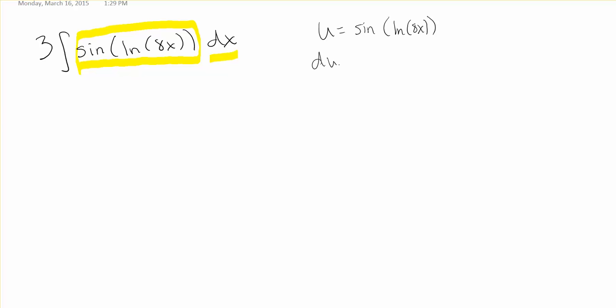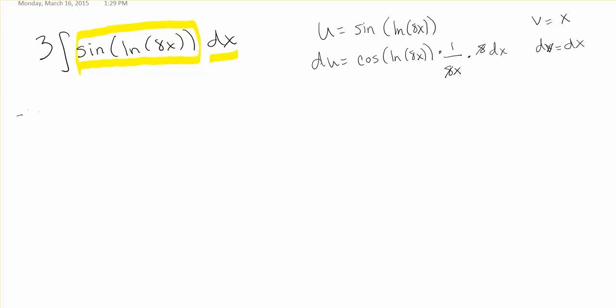Then du will equal the derivative of the sine, which is the cosine. You remember you rewrite the inside. We're using the chain rule here to find the derivative, times the derivative of the ln, which is 1 over whatever you're taking the ln of, and then times the derivative of the inside, which is the derivative of 8x, which is just 8. So those 8's cancel, and then you'll have a dx. Your dv is just going to be equal to dx, which means that v, if you integrate dx, is just x.